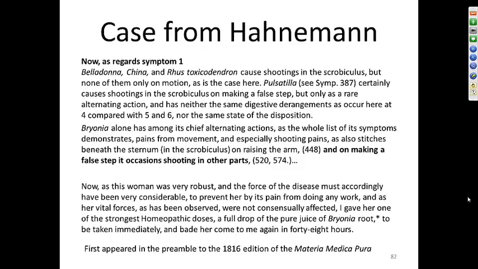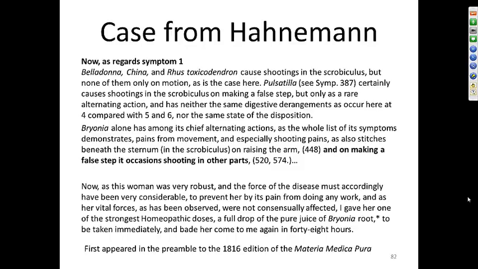In other words, there's nowhere in the description of Bryonia, nowhere in all of these symptoms described in Materia Medica Pura, where there is a pain in the pit of the stomach caused by a false step. It does not exist. But it doesn't matter, because that modality of the false step causes shooting in other parts, and he reconstructs that and applies it to the pit of the stomach. The fact that it's not in the proving, that it's in the pit of the stomach, does not matter.